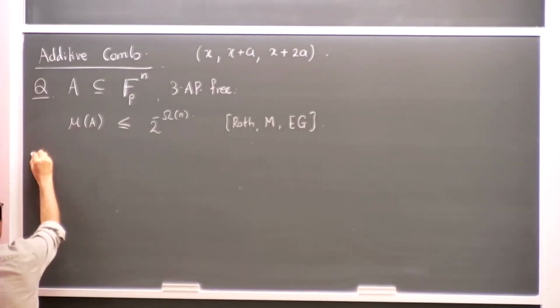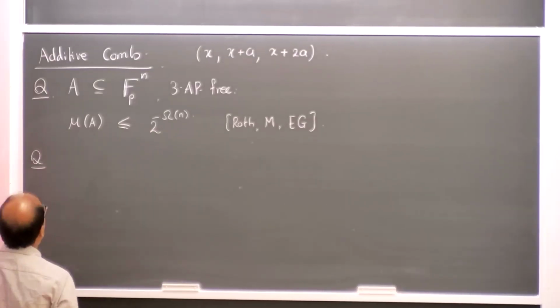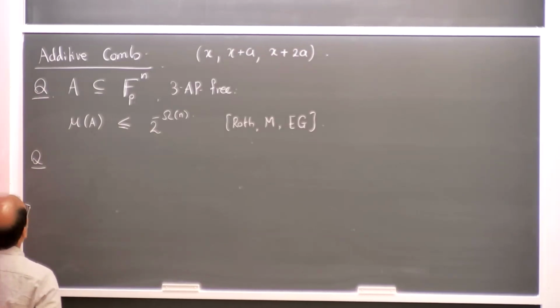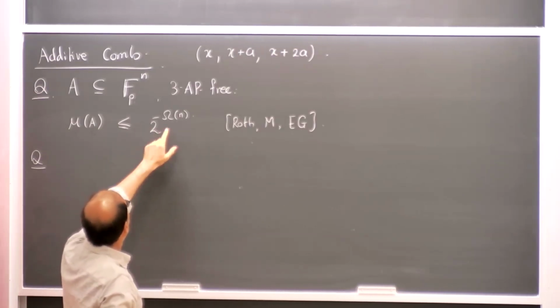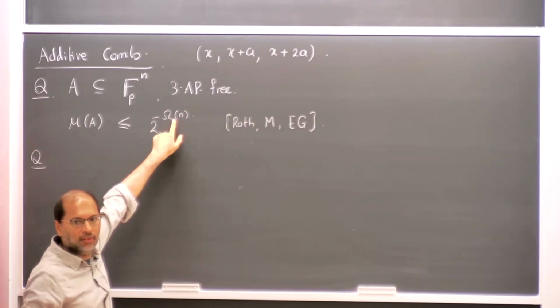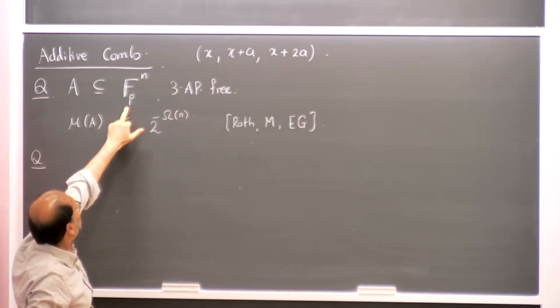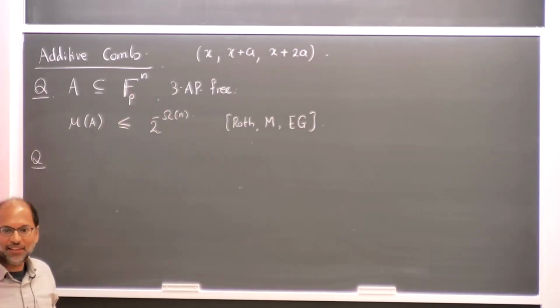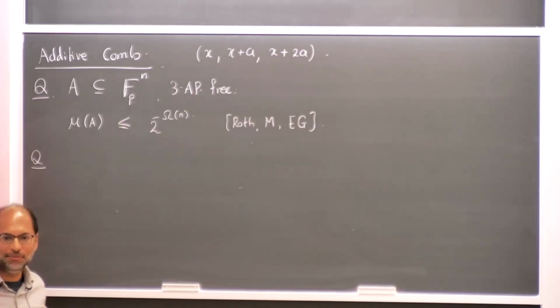So there is a related question which was raised by Ben Green and also Håstad. Is there any dependence on p? Yeah, there could be some dependence here. p I'm thinking of as like 5. In fact, Ben Green says 5 is my favorite prime.